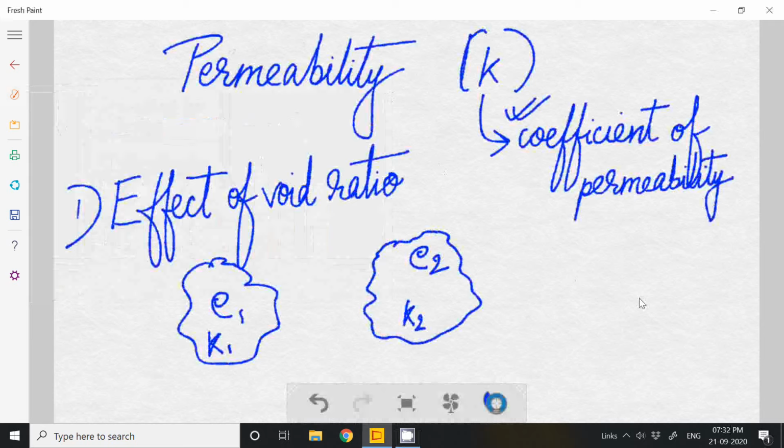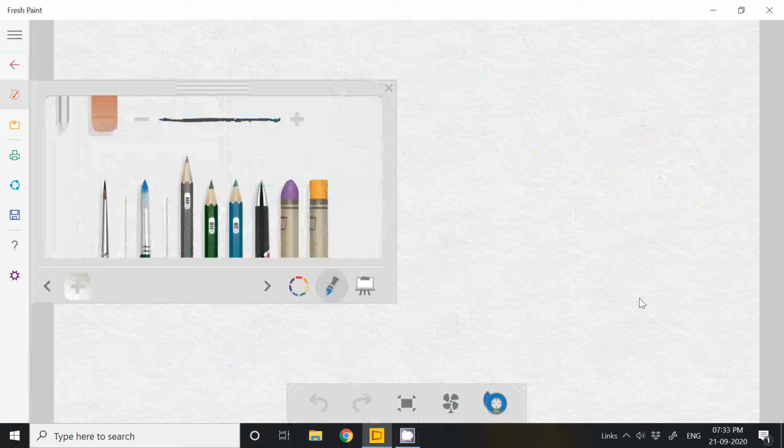The soil is the same, but due to some expansion or contraction, the volume of voids or the volume of solids changed a little. Due to some volume change, the void ratio changed, so E1 became E2 for the soil. Initially the permeability was K1. What will be the new permeability K2? That can be determined by a relation.